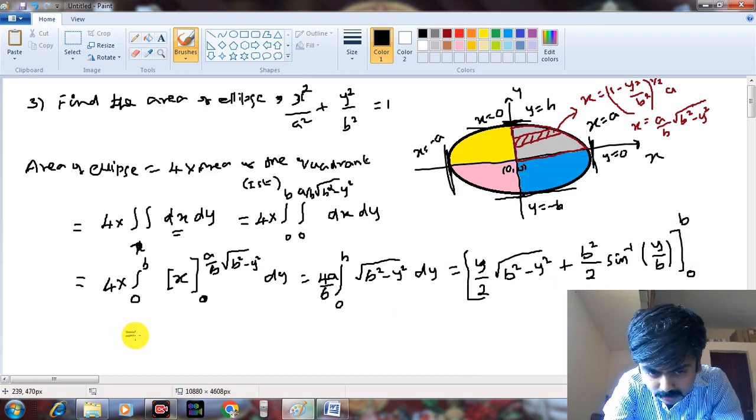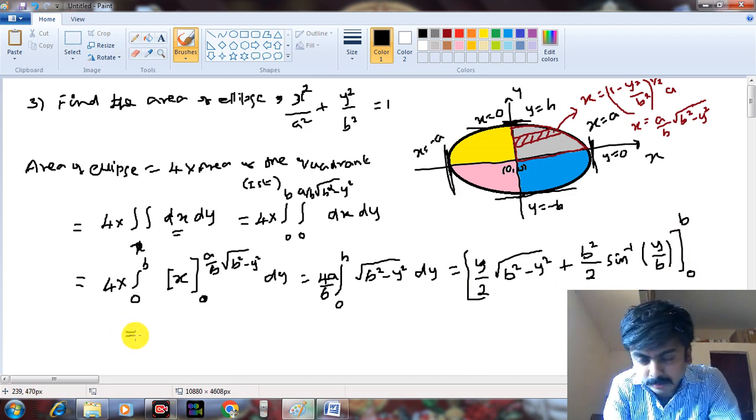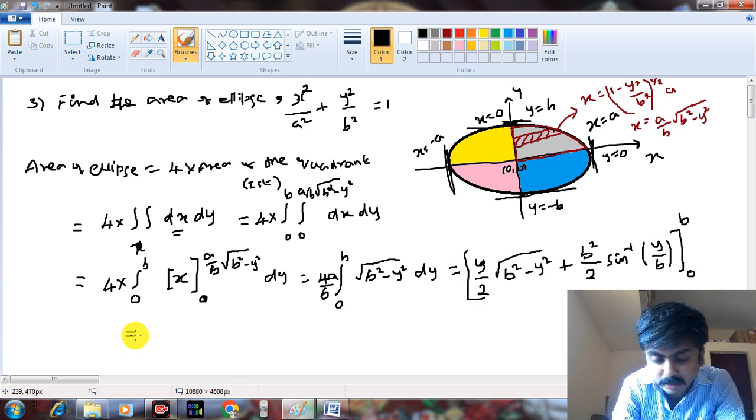You have to know the formula: integral of root of a square minus x square dx equal to x by 2 root of a square minus x square plus a square by 2 sin inverse of x by a. That is the formula. Using that formula we have obtained this value.